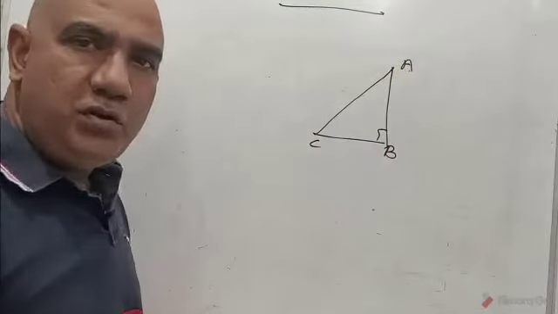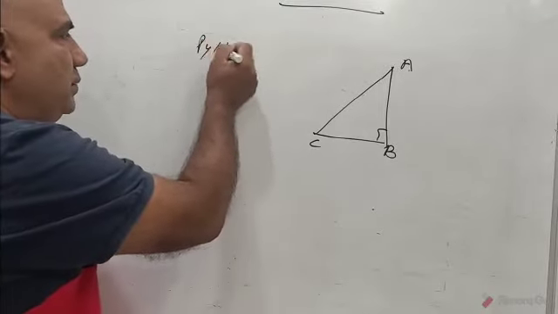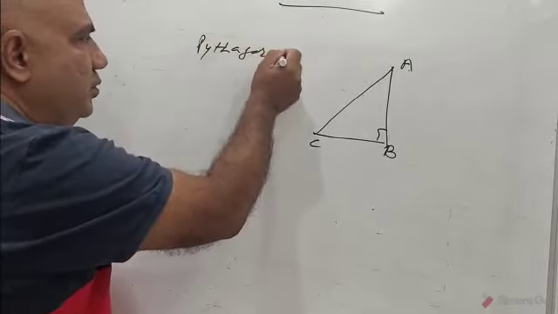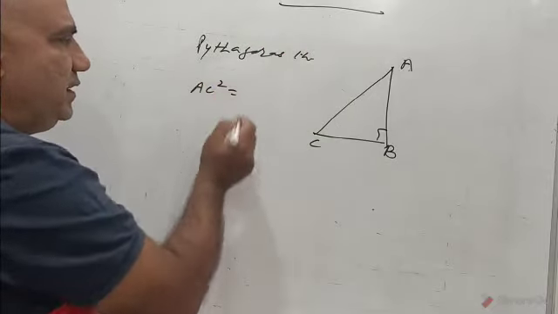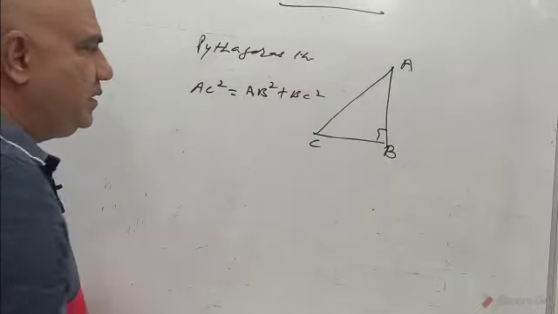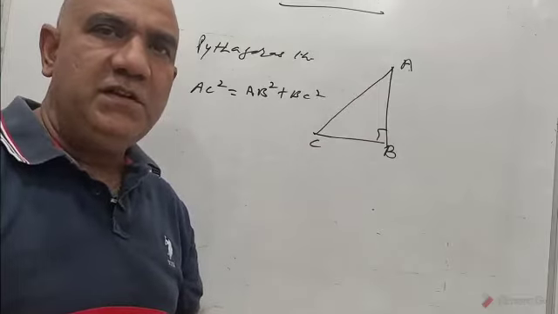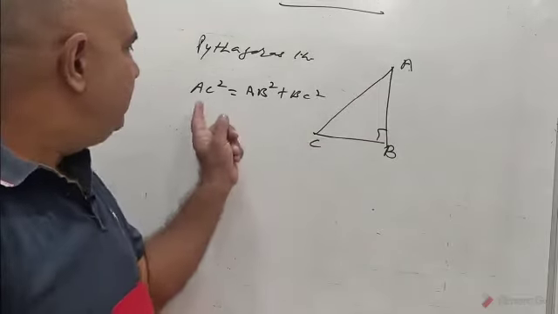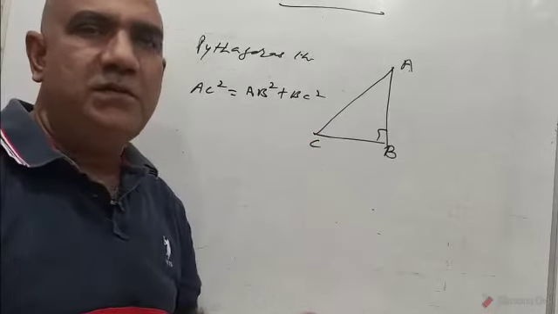Now if you want to apply Pythagoras in this triangle, by Pythagoras theorem you can write AC square is equal to AB square plus BC square. Square of hypotenuse is equal to sum of the squares of the other two sides. So we have seen AC square is equal to AB square plus BC square. This is the statement of Pythagoras theorem.